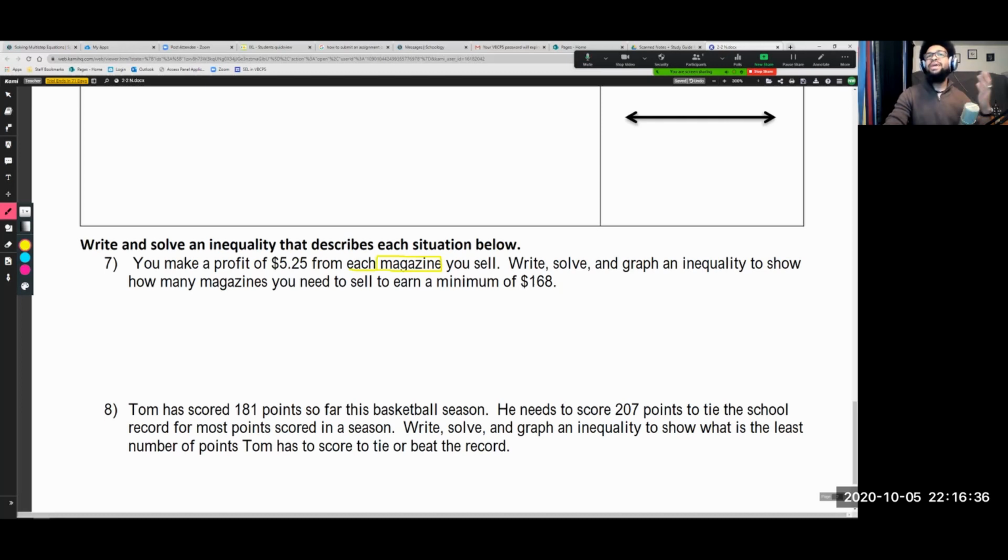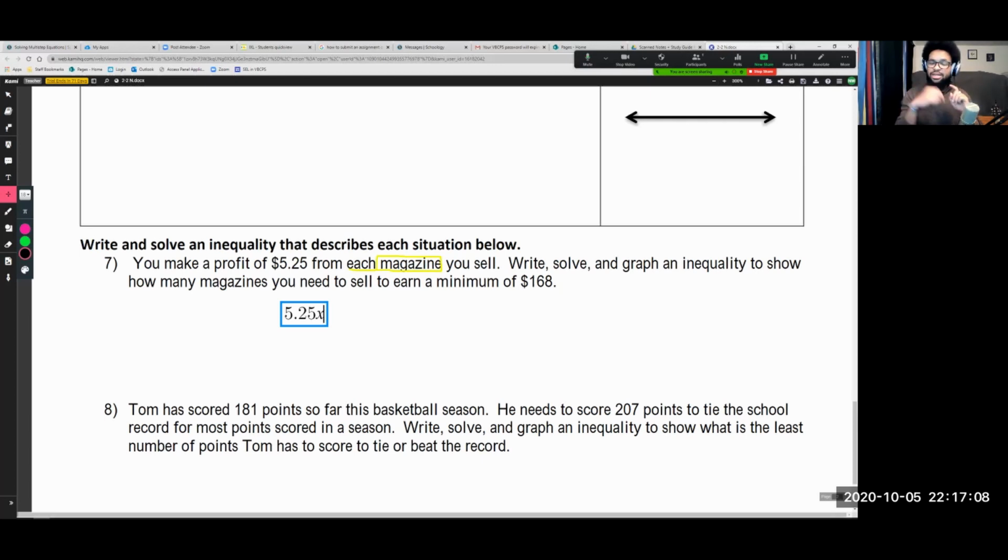And then we make a profit of $5.25 from each magazine. So for each magazine we sell, our profit goes up $5.25, not $500, $5.25. So knowing that, we can set up part of our equation as $5.25x, okay? And then we have some more words, and then it asks us, how many magazines do we need to sell to earn a minimum of $168?